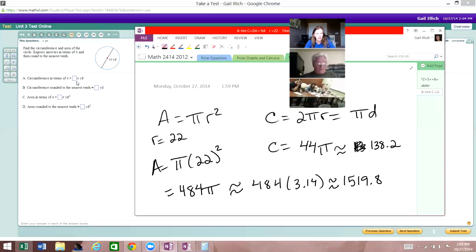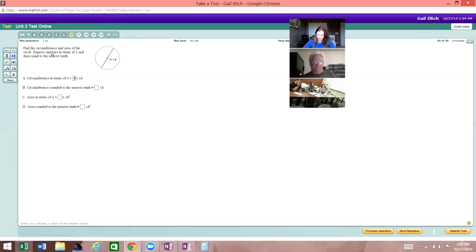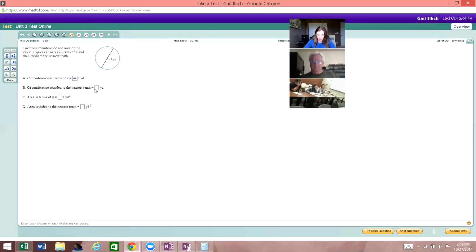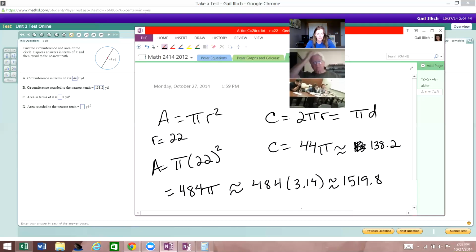Okay, all right, so now for circumference, we got 44 pi, and then in decimal, we got that to be 138.2. Somebody have a question? I asked how come you would put the same number there. Because they want it in terms of pi. See, they put the pi there. So remember, we got 44 pi for our circumference. Is that okay? Yeah. Okay.